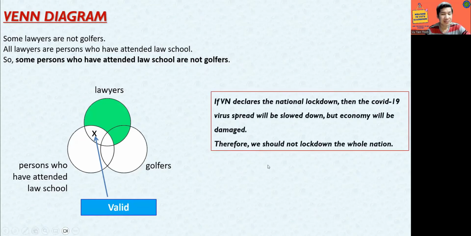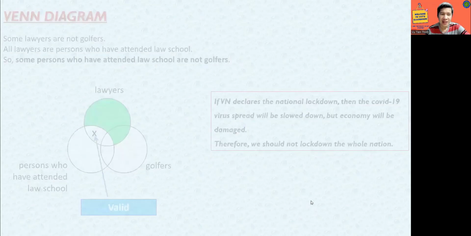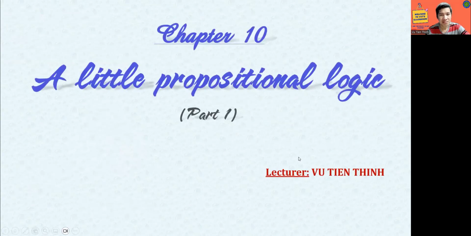However, in reality, there are arguments that it can be impossible to just put into categories. Like, if Vietnam declares the national lockdown, then the COVID-19 virus spread will be slowed down, but economy will be damaged. Therefore, we should not lock down the whole nation. Then see, it seems impossible to put them into three categories. In this case, we have to use a little propositional logic. In other words, we say the truth tables.